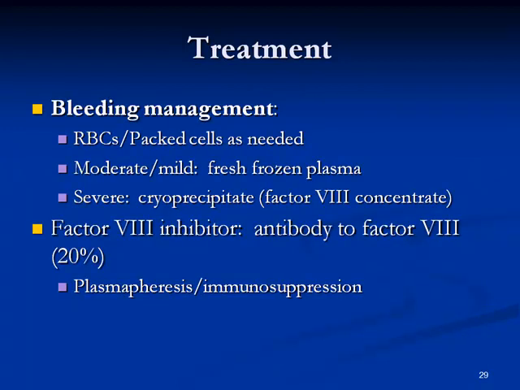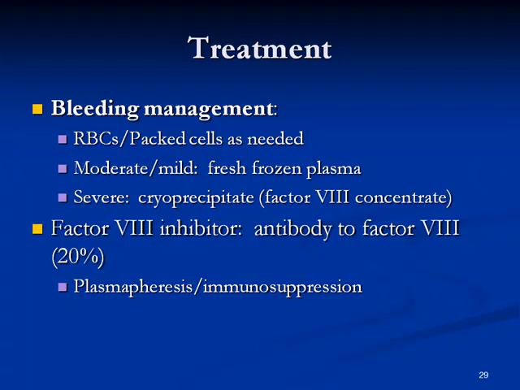If they do have bleeding episodes, we can replace blood products as needed, giving packed cells. If they have moderate to mild bleeding episodes, we can give fresh frozen plasma because that contains the clotting factors that we want to replace. And if they have severe episodes, we can give cryoprecipitate, which is a lot of factor VIII concentrated in that blood product.